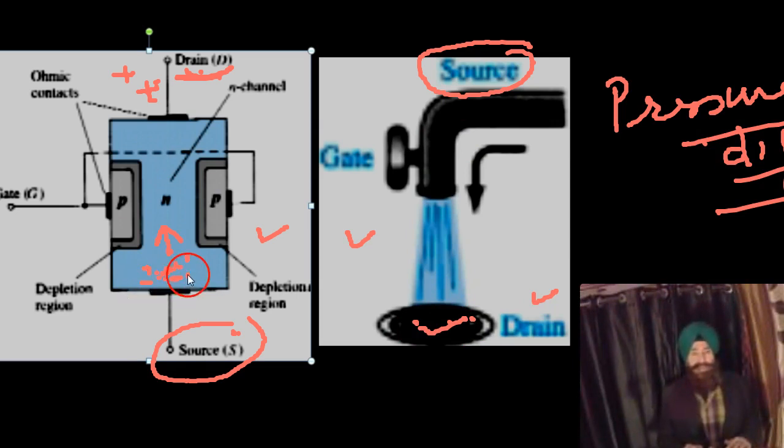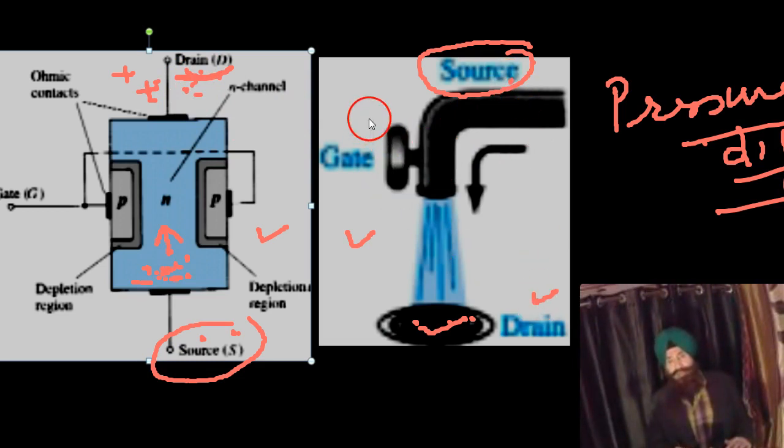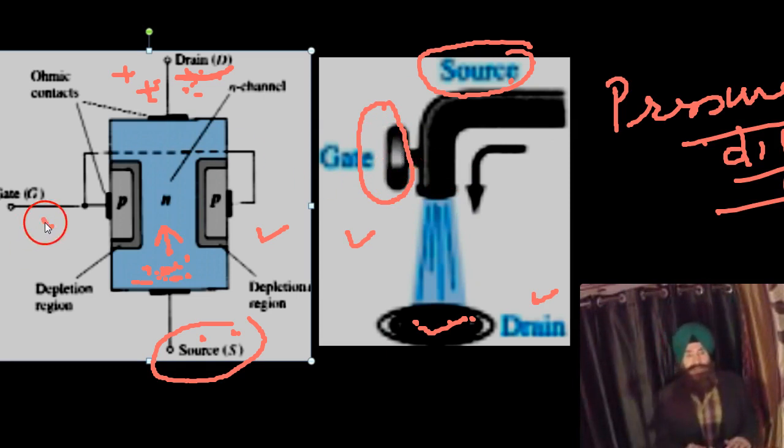Similarly, electrons, the source of electrons, reaching here, so this is the drain. Between the source of water and the drain, there is a control called the gate. So you can have more or less water by changing this knob. Similarly, there is a gate.